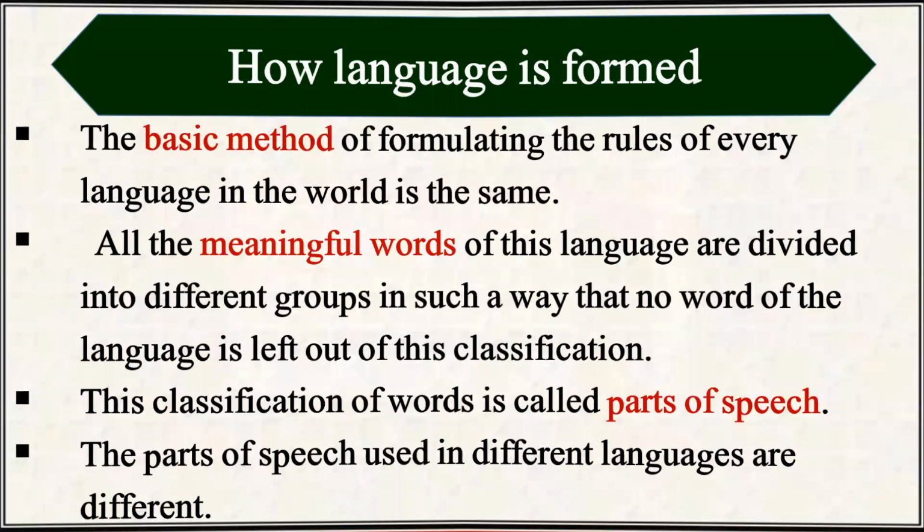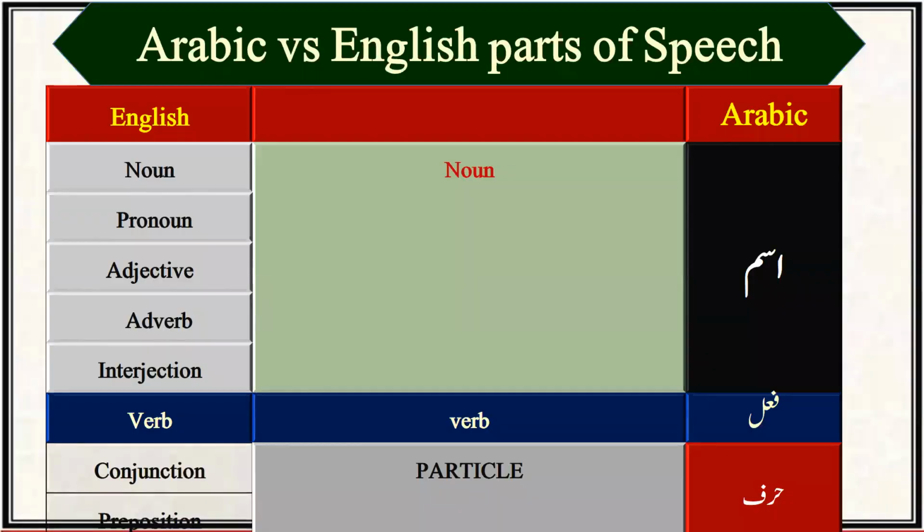Now, English has eight parts of speech: nouns, pronouns, adjective, adverb, interjection, verb, conjunction, preposition, etc. Whereas Arabic and Urdu have only 3 parts of speech. Now, in Arabic, we have only 3 parts of speech, that is ism, fil, and harf. These 3 parts of speech represent the rest of the 8 parts of speech which English language has. Now, in English, noun, pronouns, adjective, adverb, and interjection, these all combine together in Arabic, and they just make one part of speech, that is ism.